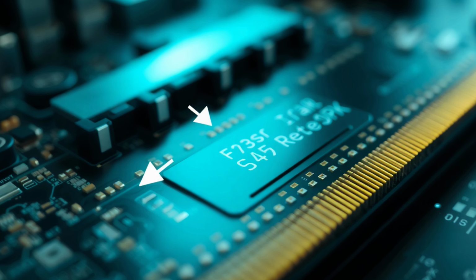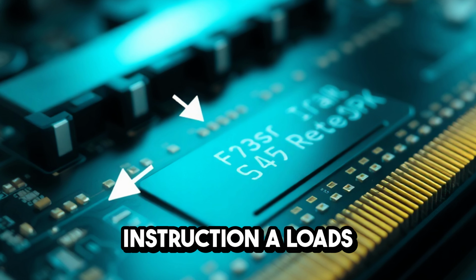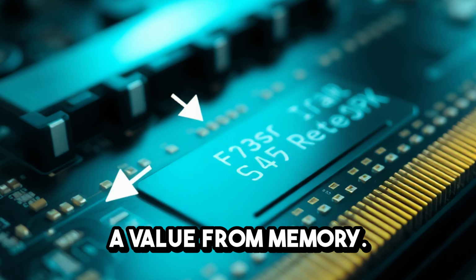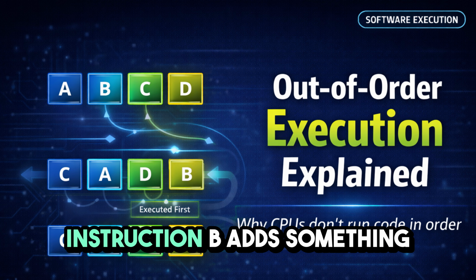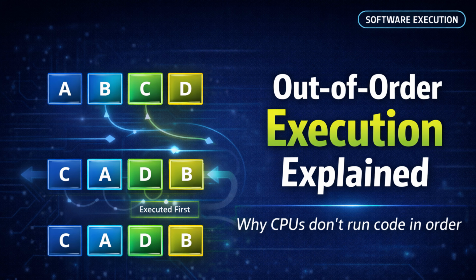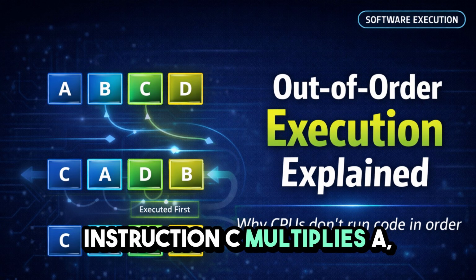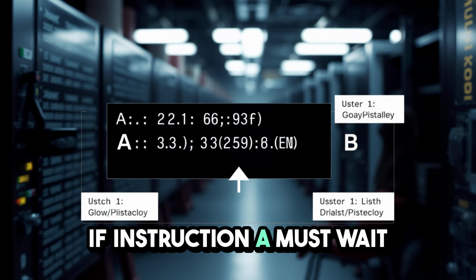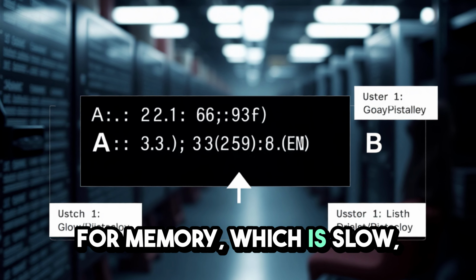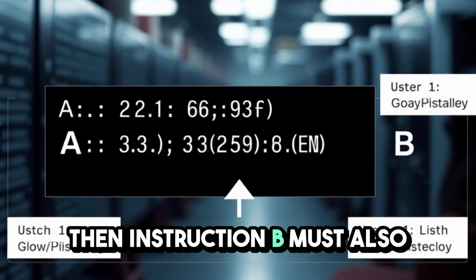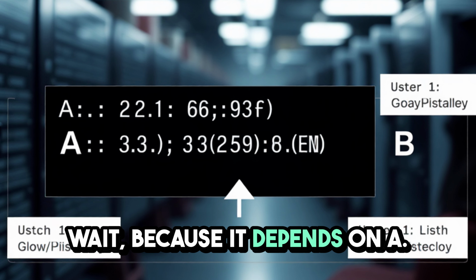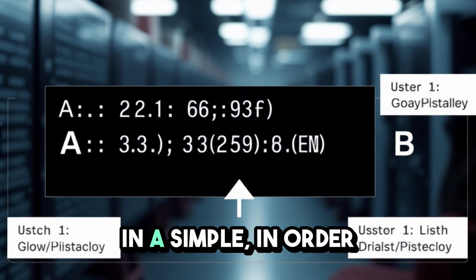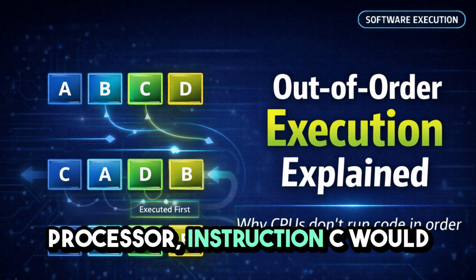Imagine this simple sequence. Instruction A loads a value from memory. Instruction B adds something to that value. Instruction C multiplies a completely unrelated value. If instruction A must wait for memory, which is slow, then instruction B must also wait because it depends on A. In a simple in-order processor, instruction C would also wait, even though it is completely independent.